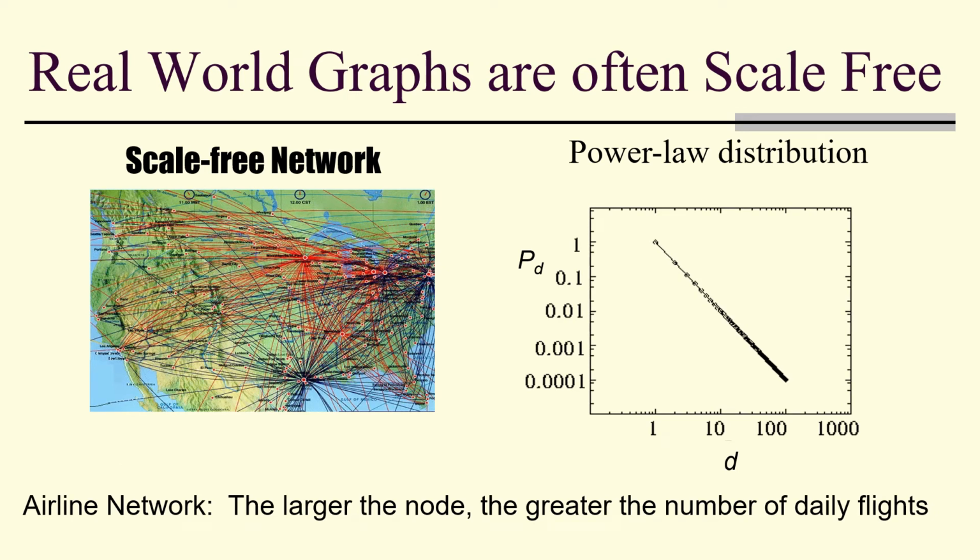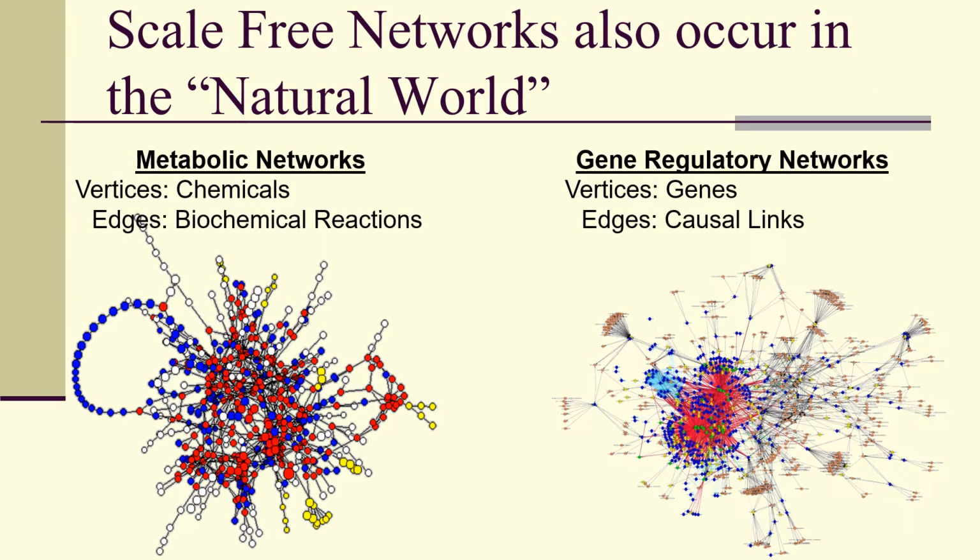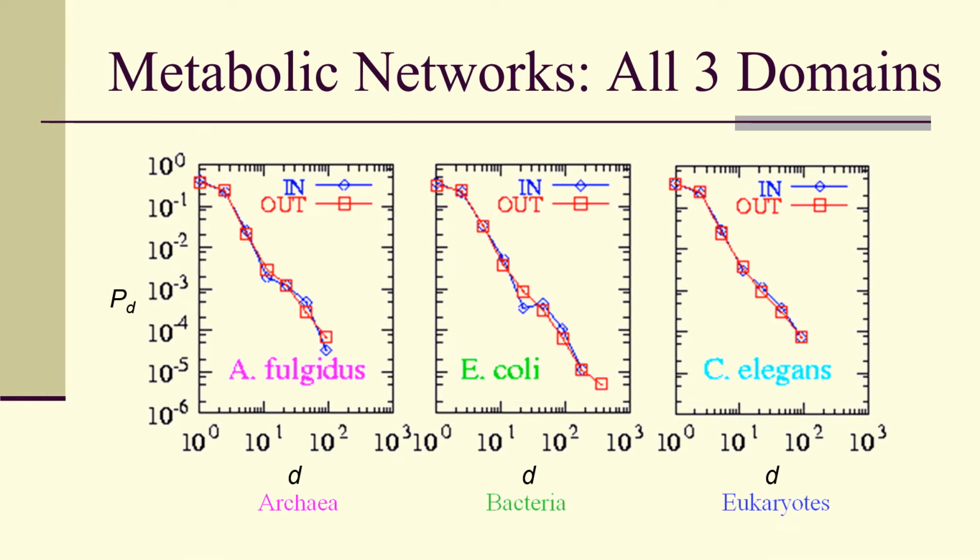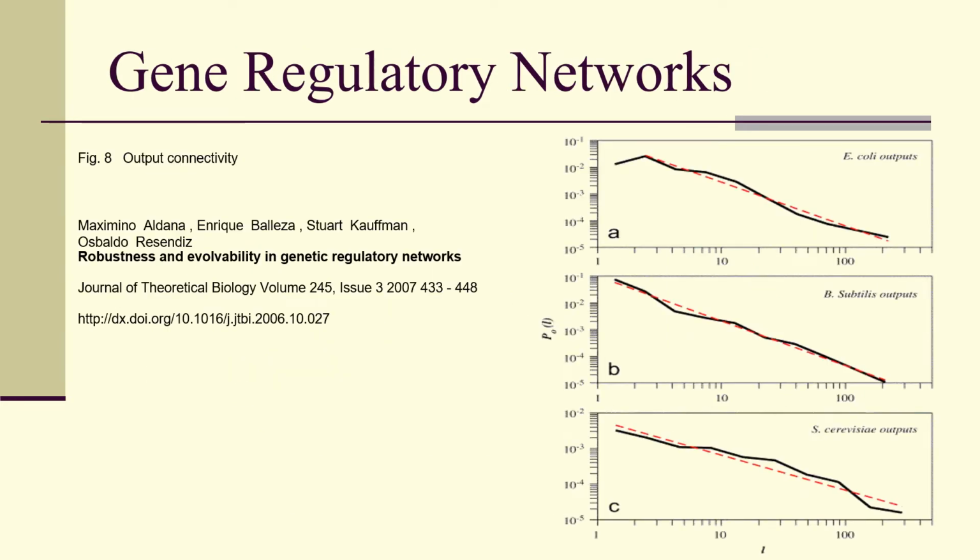Now, real-world networks are often scale-free, and we tend to look at their power law distributions in log-log scale. For example, airline networks: the larger the node, the greater the number of daily flights. Also in the natural world, here are metabolic networks and gene regulatory networks. Metabolic networks, here is their distribution in log-log scale, approximately linear. Here are gene regulatory networks. They don't necessarily start out in power law, but you can see they asymptotically approach that straight line.